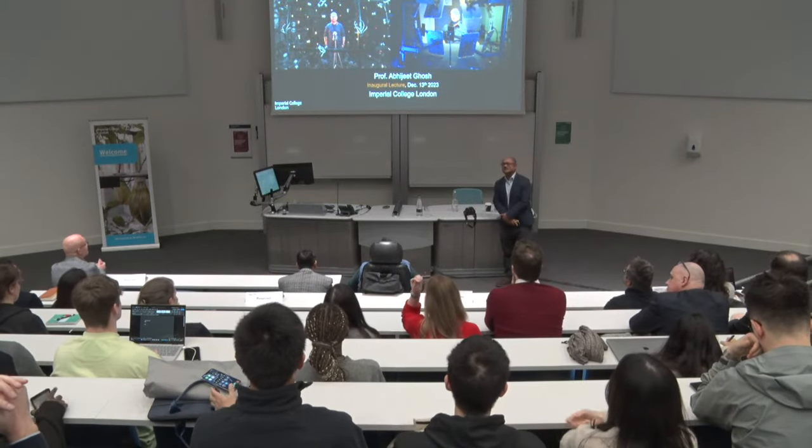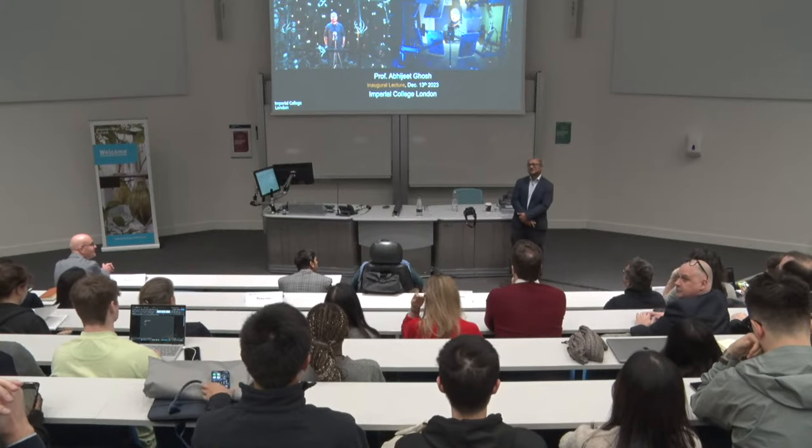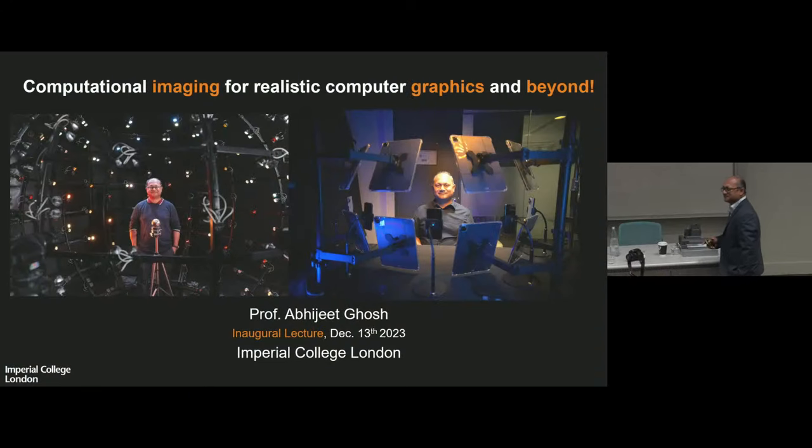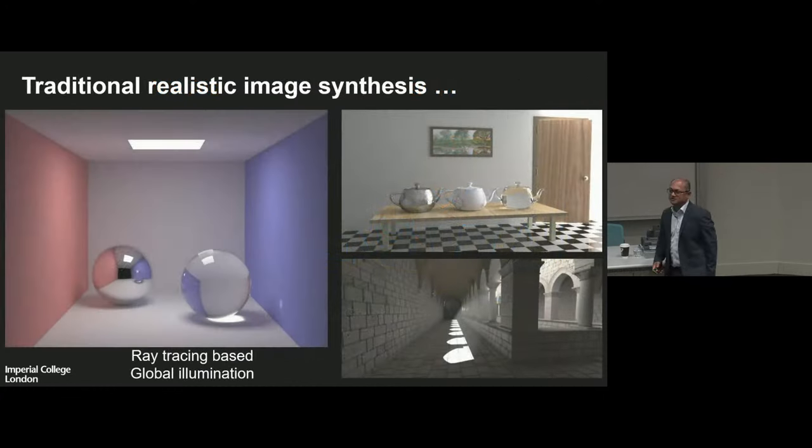Thank you so much, Michael, and it's a real pleasure to be here today delivering my inaugural lecture pretty much 11 years exactly on the dot after arriving in London from Los Angeles in cold December with a very pregnant wife. All right, so the title of this talk is Computational Imaging for Realistic Computer Graphics. That's basically the kind of research area that I work on, and hopefully I'll give you a motivation of why this is necessary for realistic computer graphics.